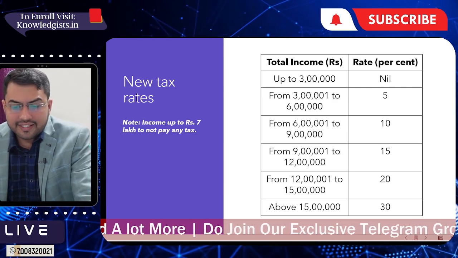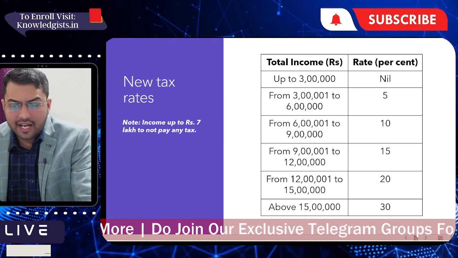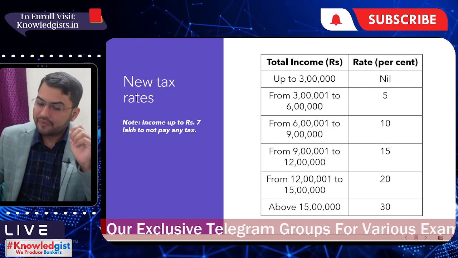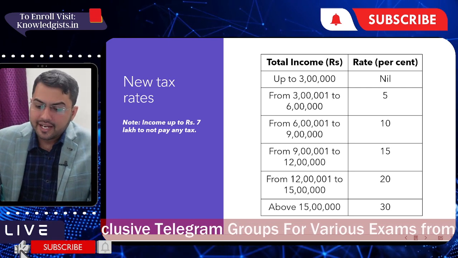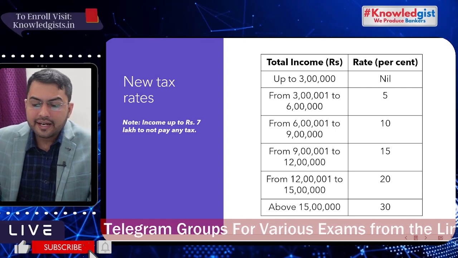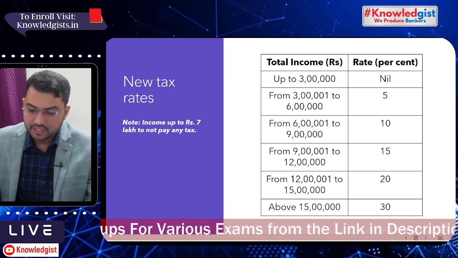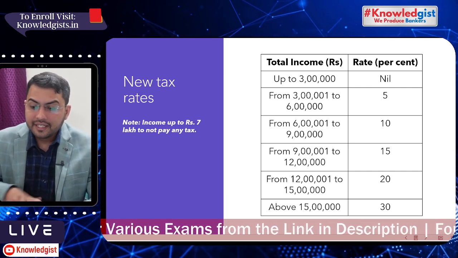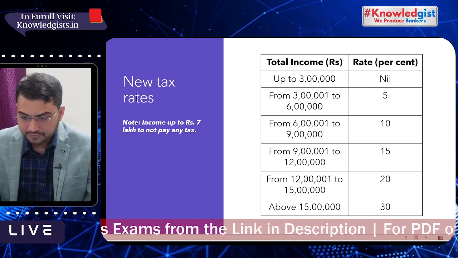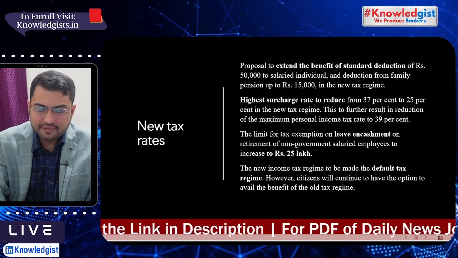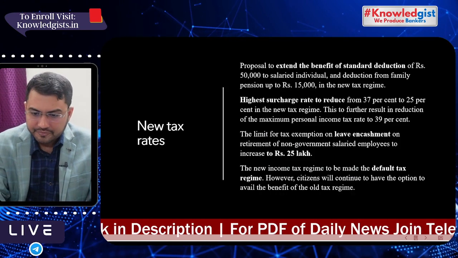Up to 3 lakh, no tax. 3 lakh to 6 lakhs, 5 percent. 6 lakhs to 9 lakhs, 10 percent. 9 lakh to 12 lakh, 15 percent. 12 lakh to 15 lakh, 20 percent. And above 15 lakh, it is 30 percent. So that means there are effectively 5 tax slabs in the new tax regime.